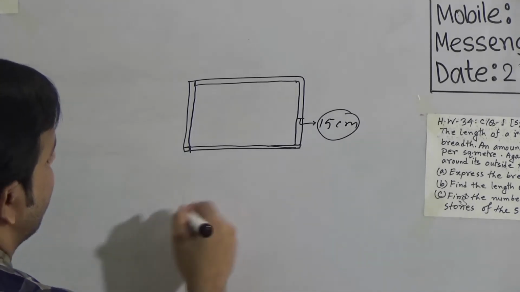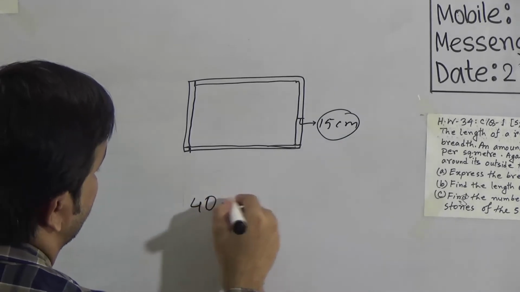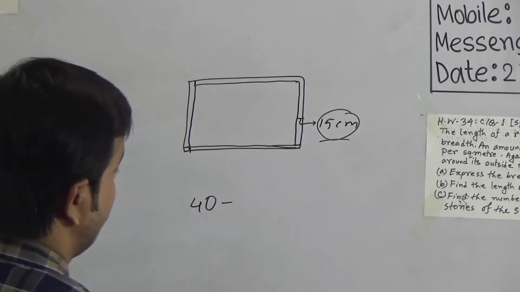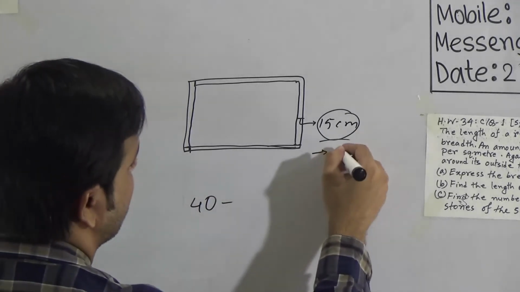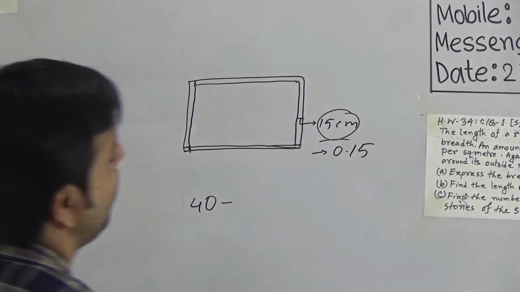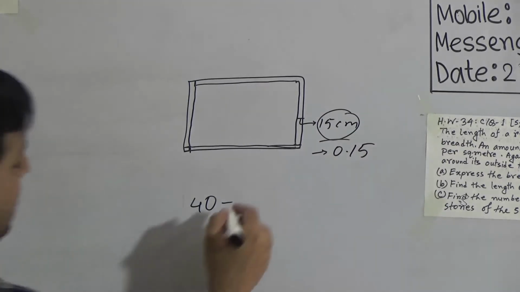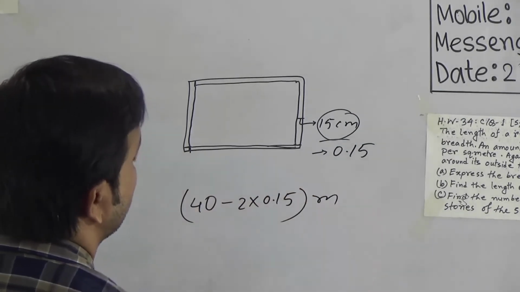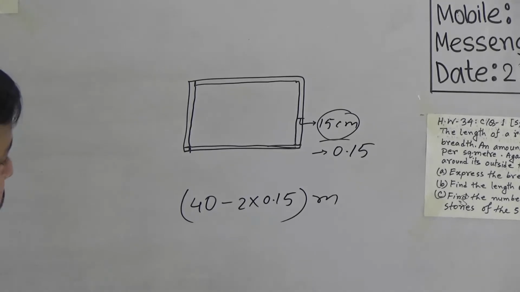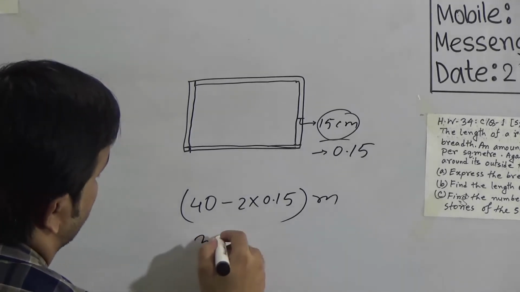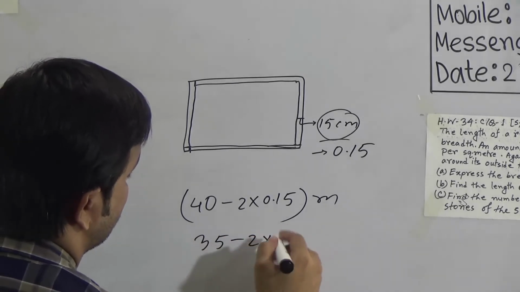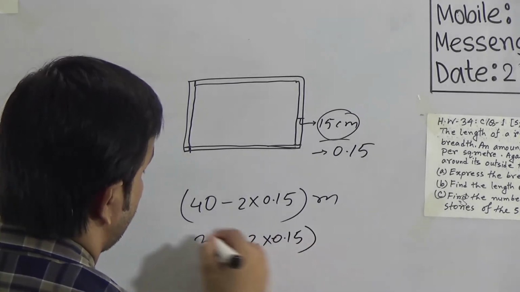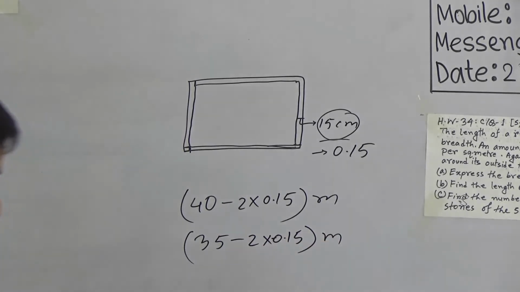So, the actual length of the auditorium excluding the wall should be 40 minus, here this is expressed in centimeter. At first we have to convert this into meter, 0.15, as 100 centimeter is equal to 1 meter. So, we have to multiply 2 into 0.15. This is the actual length excluding the wall, and breadth should be 35 minus 2 into 0.15 meter, and height will be unchanged. So, we can say height is 10 meter.